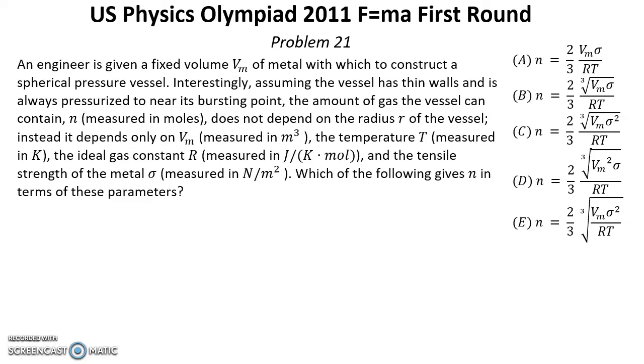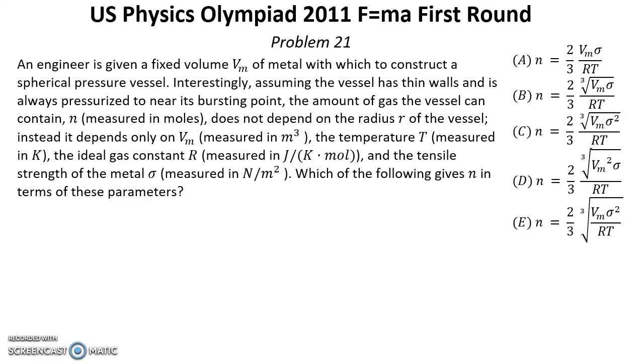US Physics Olympiad, year 2011, F equal MA, first round. Problem number 21. Solution for this problem you can find below this video on the reference in the description.